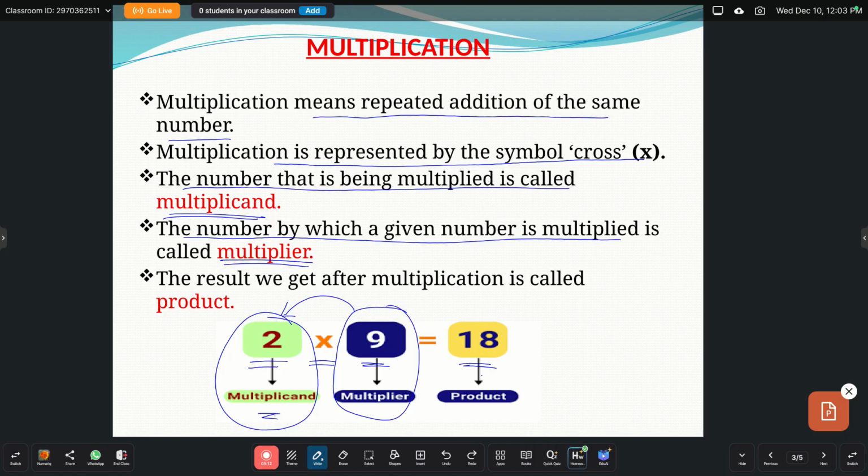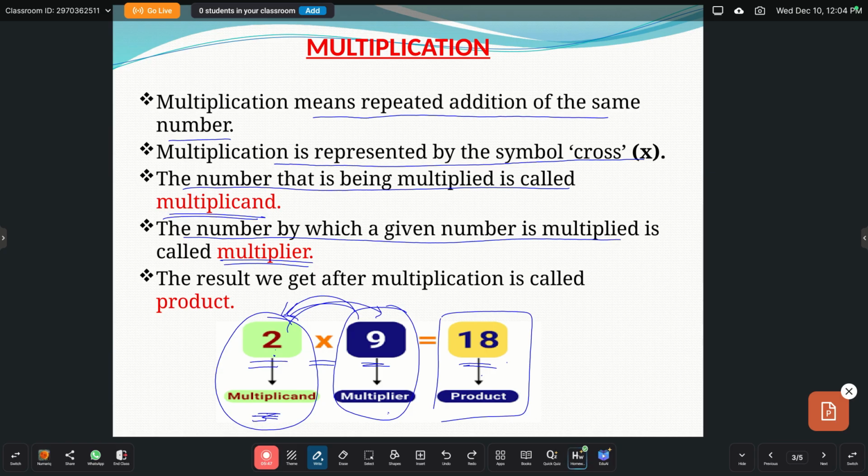Here, I am multiplying this 2 by 9. So 9 is my multiplier. And the number that is being multiplied here, that is 2, so 2 is my multiplicand. What is the answer that I get after multiplying this 2 by 9? It's 18. The result that we get after multiplication is called product. So what is product, beta? The result that we get after multiplication is called product.